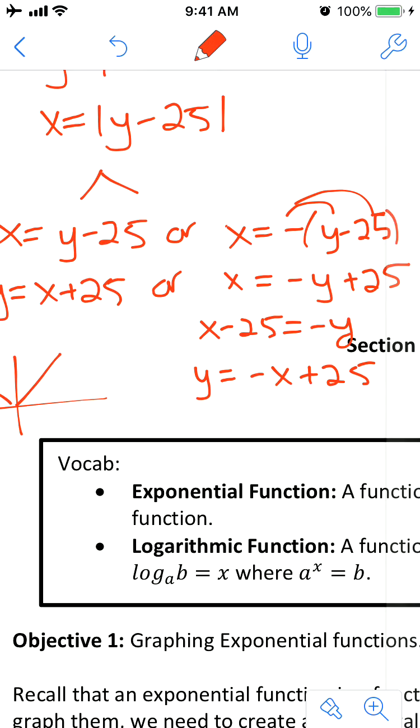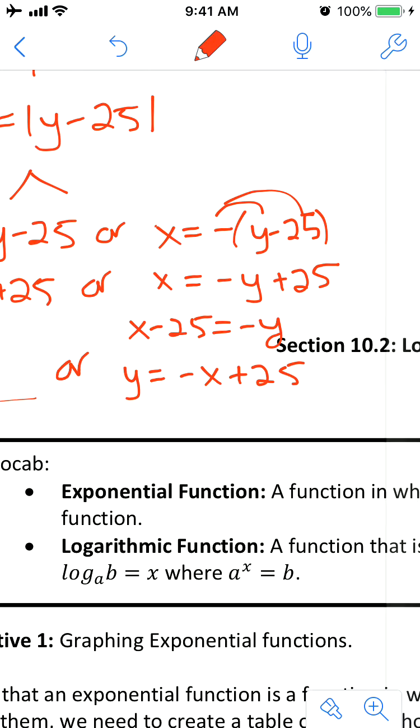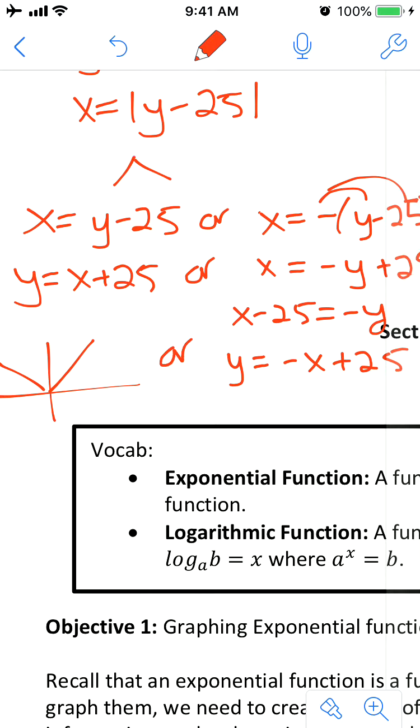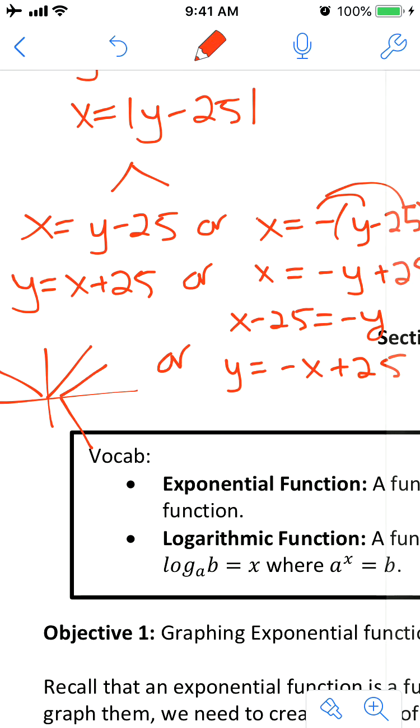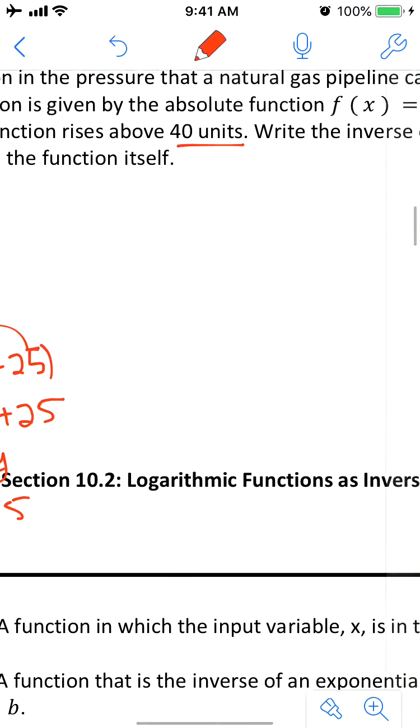Bummer. These are not exactly the same equation, nor are they exactly opposite. So it's going to stay piecewise. Right? If it was negative x minus 25, then we can say it was the absolute value of x plus 25. Don't worry about that. But it is piecewise. It's two pieces. And we end up getting something like that as our inverse function, right? Because it's over the y equals x. Okay, so we found the function.